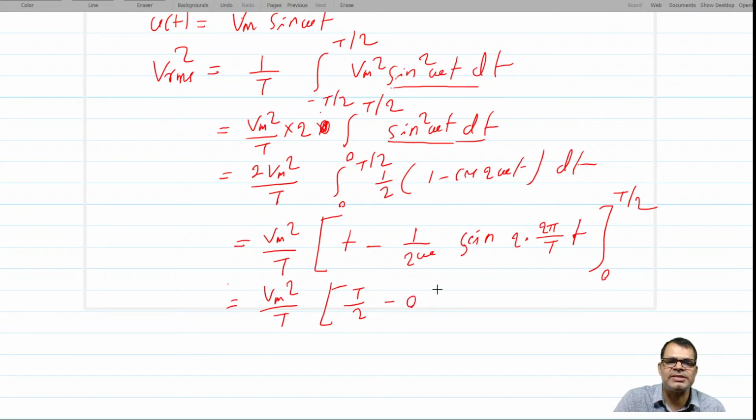This is 0. You can also say intuitively, this is only a sinusoid with twice the frequency, so its average value is simply 0. So you find that this is Vm square upon 2. So Vrms is equal to Vm upon root 2.